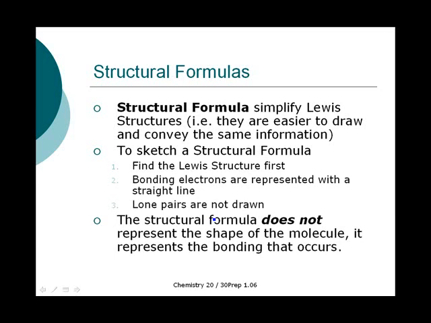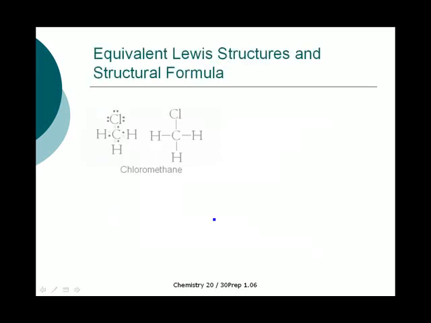Just a reminder that these structural formulas still don't represent shape. We're drawing two-dimensional images of three-dimensional molecules, so we aren't conveying shape with a structural formula. And so here's a couple of examples of what equivalent formulas would be. Notice that the chlorine has 3 lone pairs here. They're not drawn on the structural formula. And the bonding electrons, so here's 2 bonding electrons, they're represented by a straight line. So the straight lines between atoms represent 2 electrons.